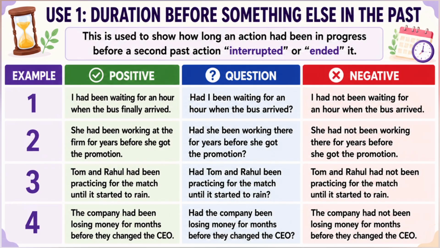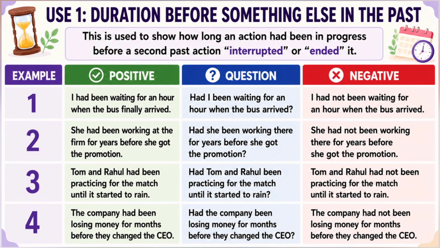Had I been waiting for an hour when the bus arrived? Negative. I had not been waiting for an hour when the bus arrived. Example 2. Positive. She had been working at the firm for years before she got the promotion. Question. Had she been working there for years before she got the promotion? Negative. She had not been working there for years before she got the promotion.